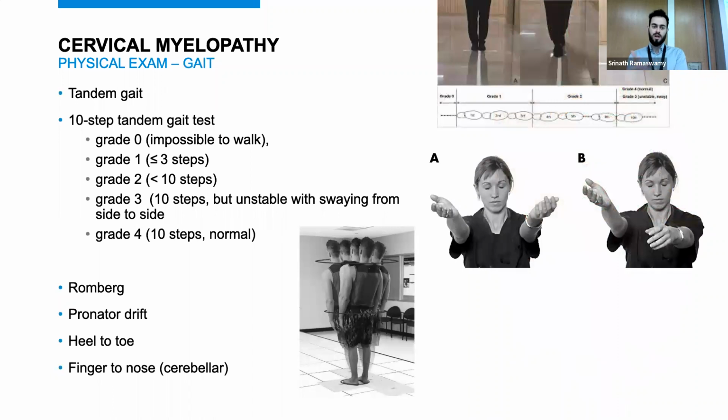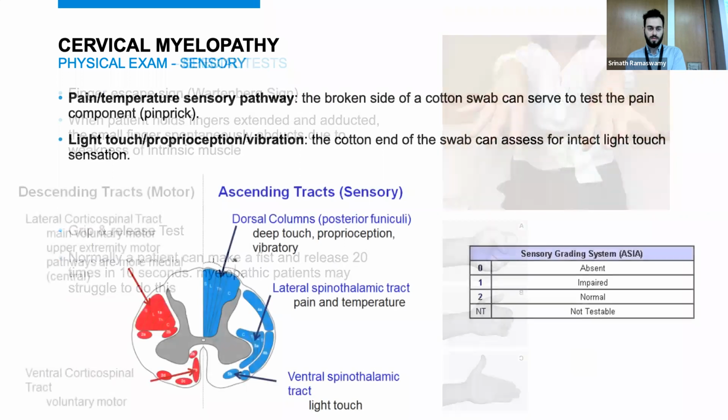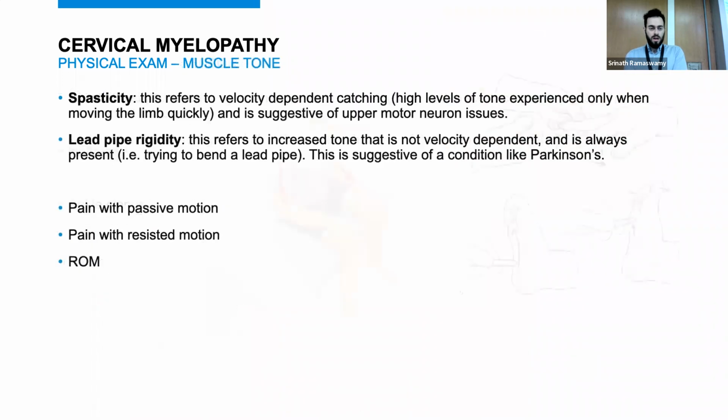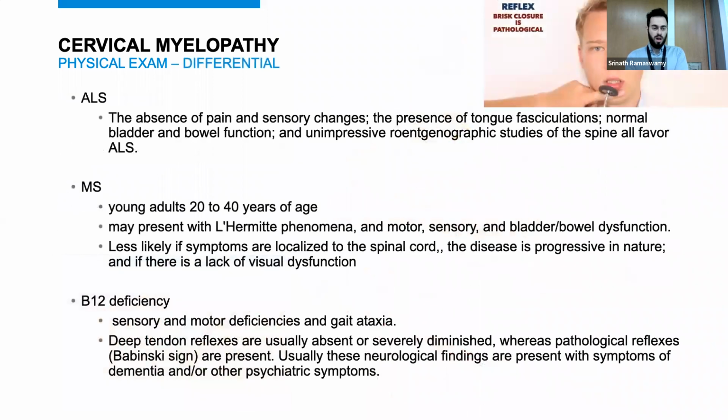Tandem gait is very important. How many steps can they take? Pronator drift, Romberg, heel to toe, the tests. Make sure you're not missing any other reason. You can also test their grip and release, how fast they can do it in 10 seconds. These are some typical signs. Lhermitte's is when you flex their neck or extend their neck, and they get some electric shock in a cape-like distribution. Hoffman's is a sign of hyperreflexia, and clonus is also a sign of hyperreflexia. Now, ALS, MS, and B12 deficiency should be on the differential with this group.